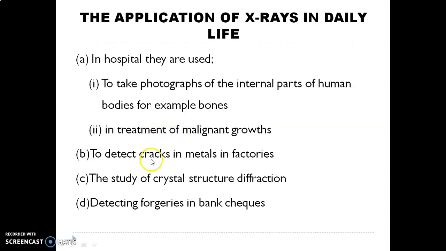The second one is to detect cracks in metal in factories. If the internal part of the metal has a fracture, we can use hard X-ray to detect the internal part of that metal. It is also used to study crystal structure diffraction. If you have a material and you want to know how the internal structure is arranged and how the diffraction can occur, X-ray can be used.